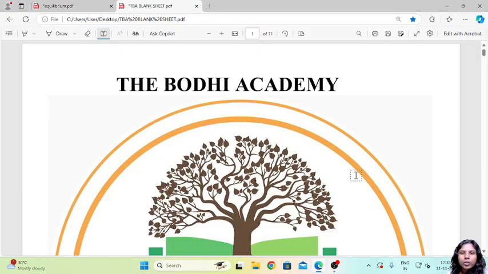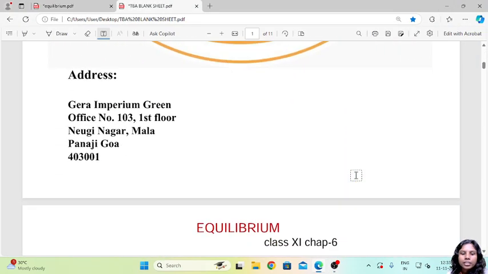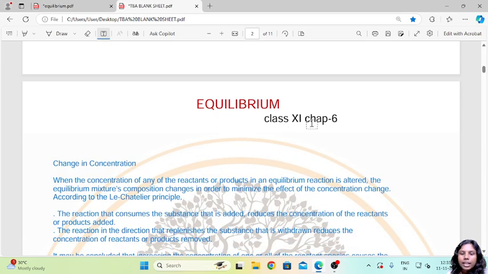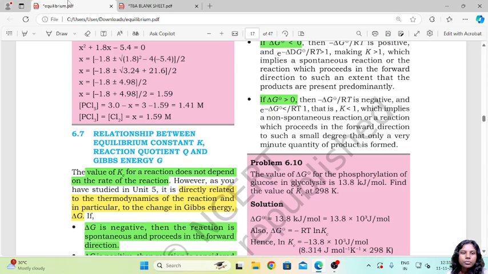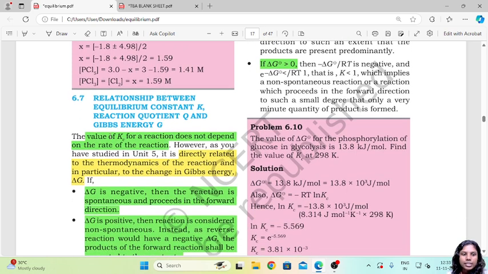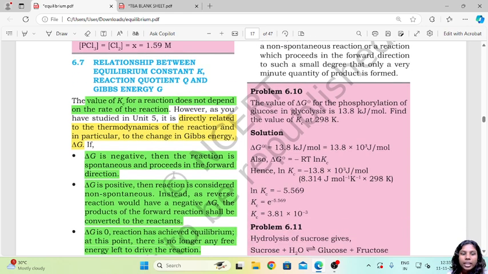My name is Amisha Kulaso, and in today's video we'll continue with the equilibrium chapter, class 11, chapter 6. So now let's first talk about the relation between the equilibrium constant, that is Kc, and the reaction quotient, that is Qc, and the Gibbs free energy, that is given by G.